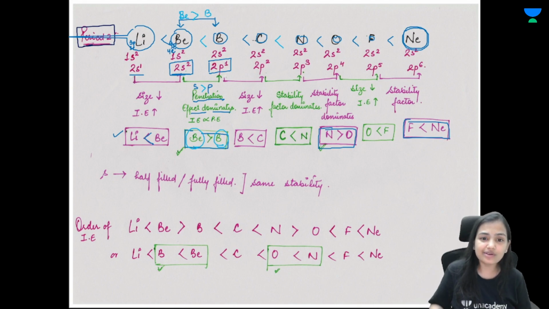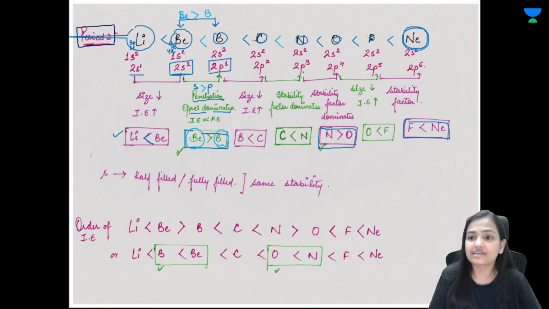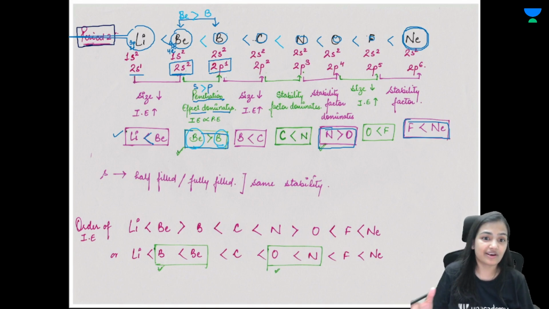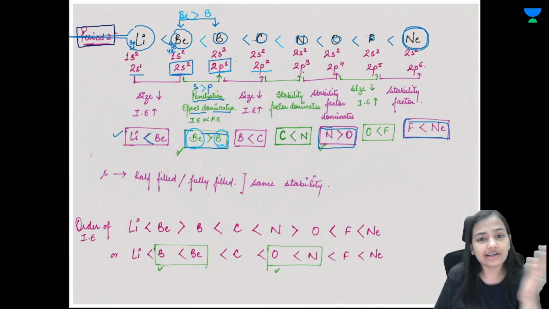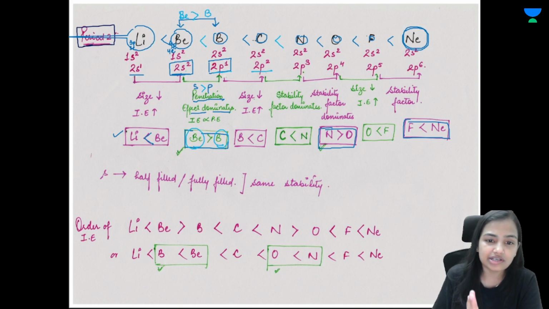So why look at only one single factor, that is size? There are so many factors, so we need to consider all of them. Being a JEE aspirant, this is a difference you have to build. Now let's compare boron and oxygen. This is 2p1, this is 2p4. One electron is getting added and one proton is also getting added, so no other change.